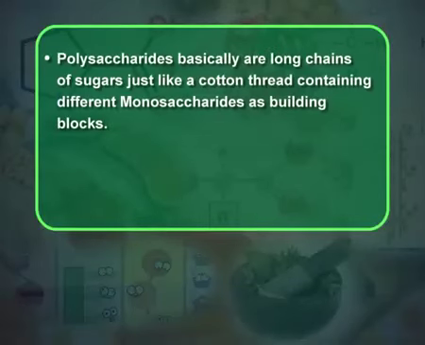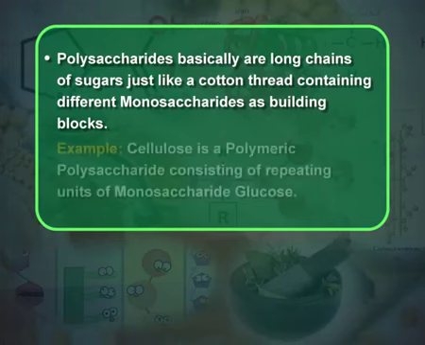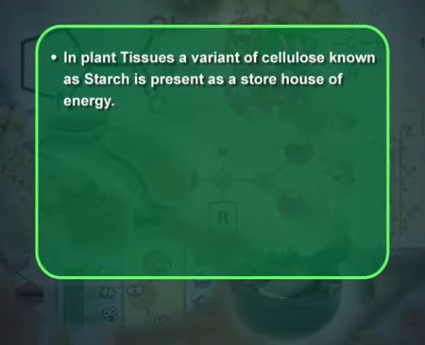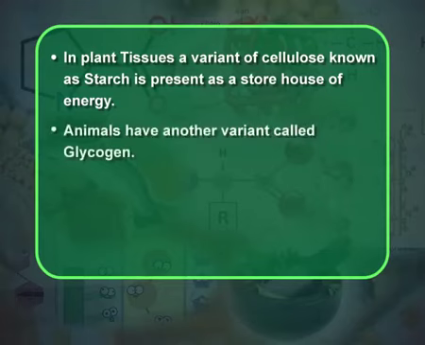Polysaccharides are made of hundreds and thousands of monosaccharides. So polysaccharides basically are long chains of sugar, just like a cotton thread containing different monosaccharides as building blocks. For example, cellulose is a polymeric polysaccharide consisting of repeating units of the monosaccharide glucose. In plant tissues, a variant of cellulose known as starch is present, which stores energy. Animals have another variant which is known as glycogen.